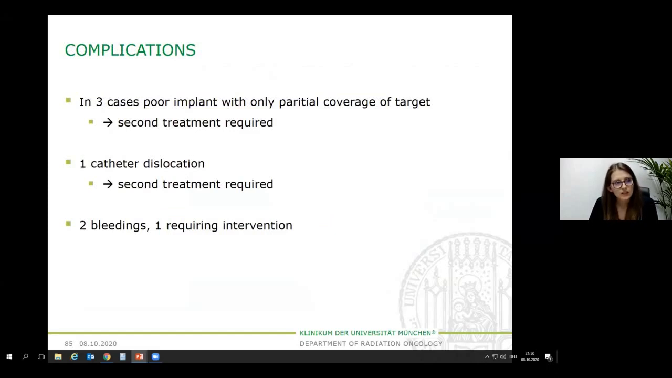The complications of these 100 patients: we had 3 cases with a poor implant, where we had to do another treatment to treat the part of the tumor which was only partially treated in the first implant. We had 1 catheter dislocation, which we also had to retreat, and we had 2 bleedings. One of them required an intervention. This is also good if you work together with the radiologist, because they are the ones who then do the angiography to treat the patient.